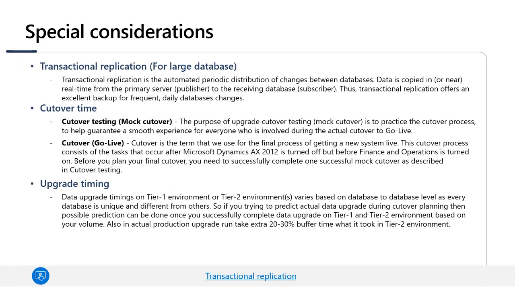Data upgrade timing. Data upgrade timings on Tier 1 or Tier 2 environments vary from database to database, as every database is unique and different from others. So if you are trying to predict the actual data upgrade time during cutover planning, a reasonable prediction can be made once you successfully complete data upgrade on Tier 1 and Tier 2 environments based on your volume. And also, in the actual production upgrade run, take an extra 20 to 30% buffer time over what it took in the Tier 2 environment.